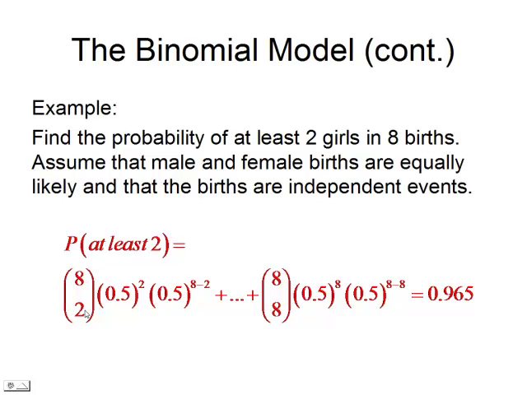So we're looking at 8 choose 2. Since they're equally likely, we have a probability of success of 0.5 to the second power. Failure is 0.5 to the 8 minus 2 power. That'll give me the probability of 2 successes, or 2 girls in 8 births. And we're going to do this for 3, 4, 5, 6, 7, and 8. So 8 choose 8, 0.5 to the 8, 0.5 to the 0. And our answer is 0.965. Notice you do not need to write this whole thing out. If you can give me the first and the last one with some dots in between, that'll work as well.